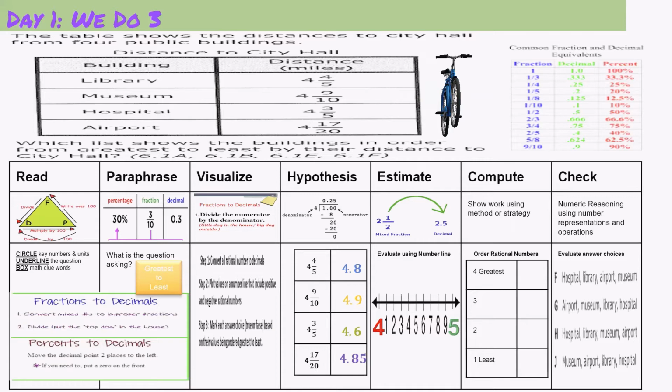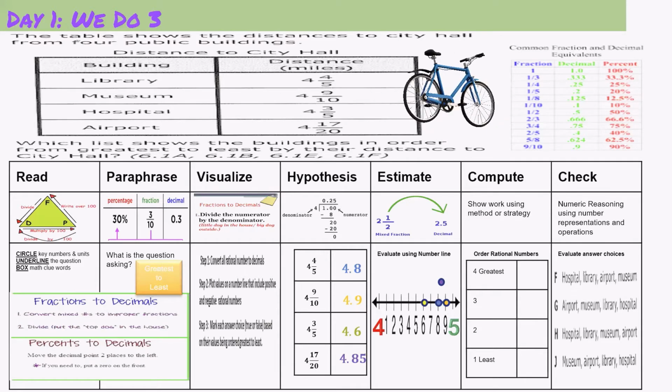Now, let's plot our first value, which will be 4 4/5, which is equivalent to 4 8/10. Next, we will plot 4 9/10, which is equivalent to 4 9/10. Next, we will plot 4 3/5, which is equivalent to 4 6/10. Finally, we will plot 4 17/20, and our answer will be 4.85. Now, let's order our information.